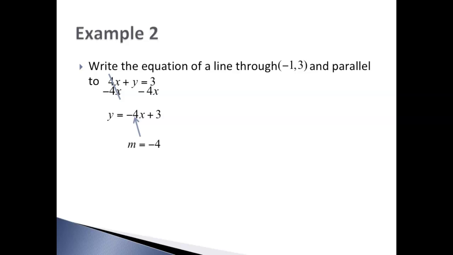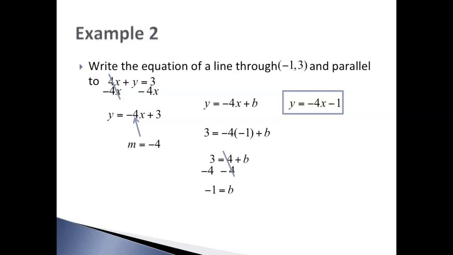All right, so now y equals negative 4x plus b. I don't know what b is, but I do know one of the points that this line goes through. So I can plug in negative 1 and 3 for x and y. So now I have 3 equals negative 4 times negative 1 plus b. And now I'm going to solve for b. So 3 equals 4 plus b, and I'm going to subtract 4 from both sides. And that leaves me with b equals negative 1. So the equation of this line is going to be y equals negative 4x minus 1.